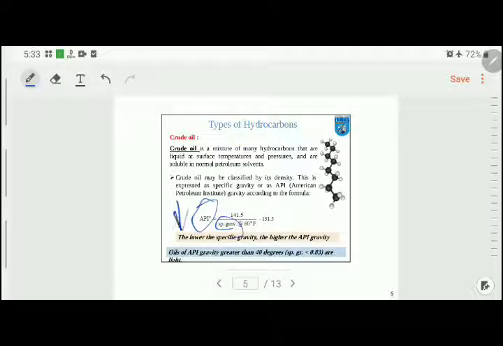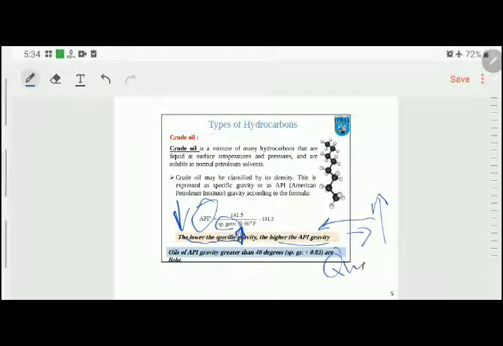So when the API is lower, that means the specific gravity is high, and vice versa: the lower the specific gravity, the higher the API. When the specific gravity is low, that means the oil has high API, and that means high what? High quality. Many people call an oil with API gravity greater than 40 degrees, by classification, light petroleum.